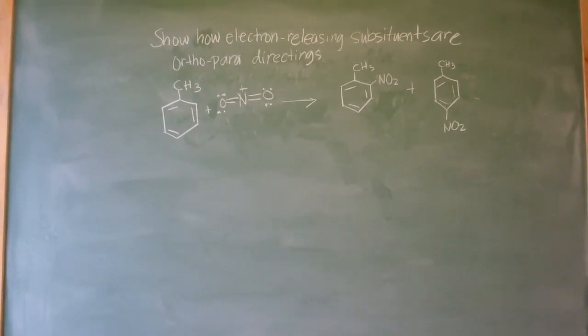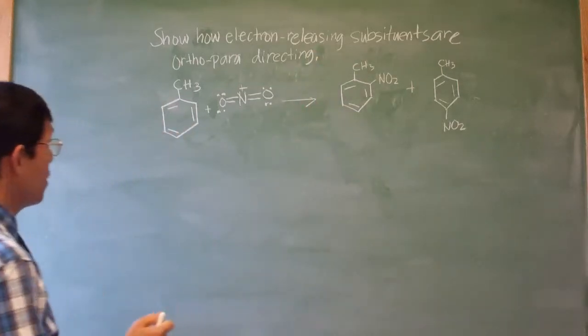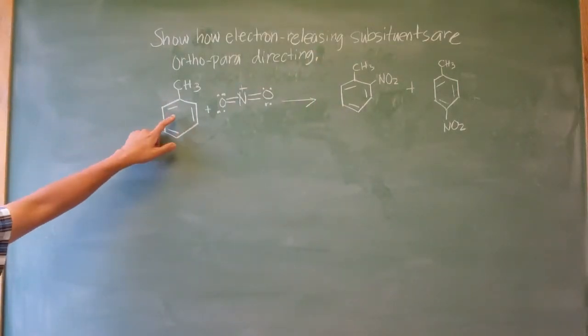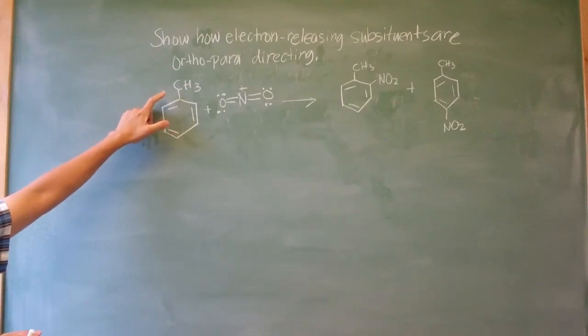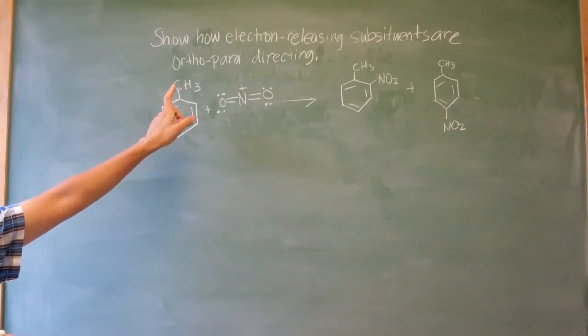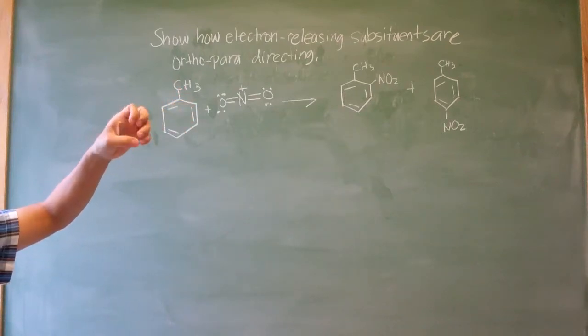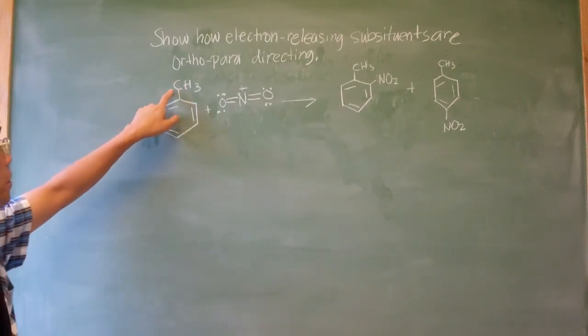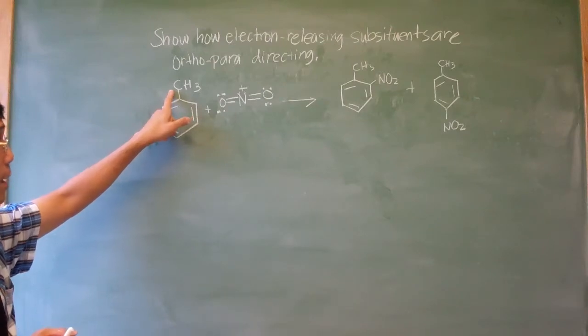Show how electron releasing substituents are ortho-para directing. Alright, so we have here a benzene ring. Attached to the benzene ring is a methyl. So methyl has a carbon and 3 hydrogens, and those atoms have electrons, and so the methyl is a relatively electron-rich species, so we can say that it's electron donating.